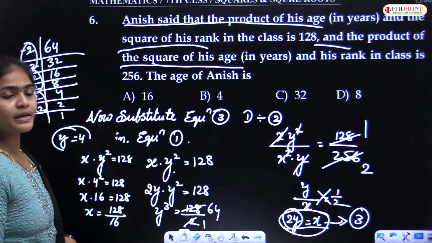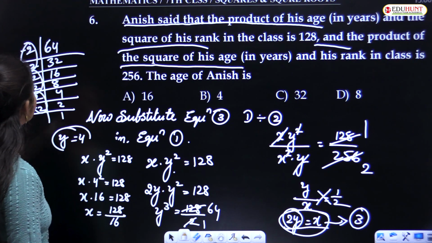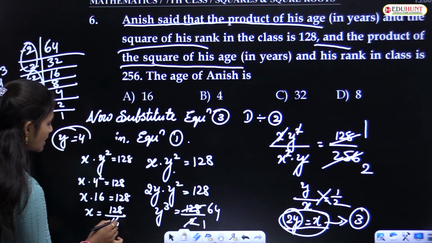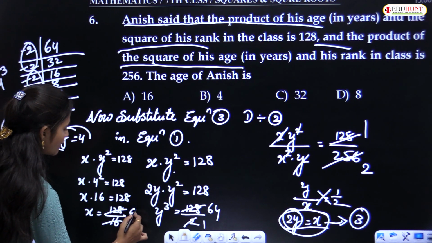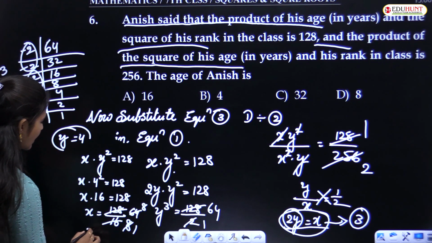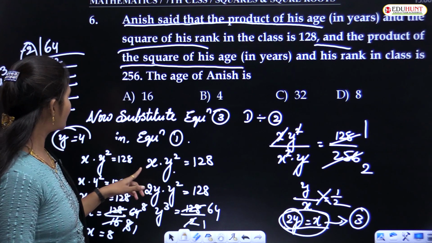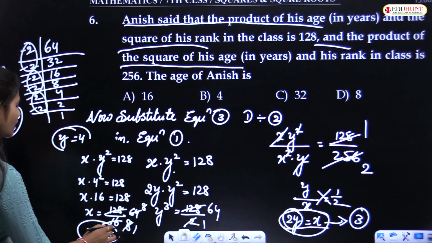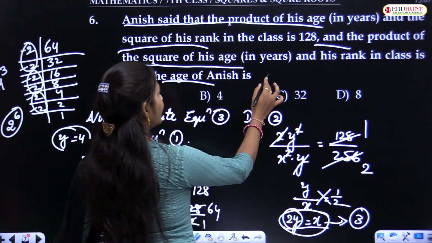So 128 by 16 is equal to how much? Here also we can say that 128 divided by 16, which is equal to 2 8s and here 2 64s, 8 1s, 8 8s. So which is x is equal to 8. Okay. Now is it satisfying or not? See here. So x is equal to, we got that 8. So the age of Anish is 8.